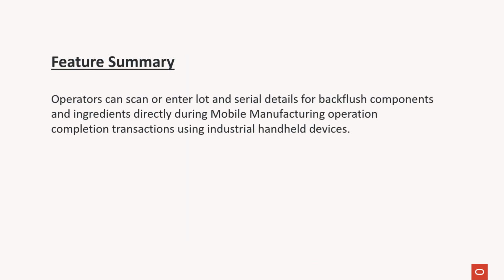To summarize, with this feature, operators can now scan or enter lot and serial details for backflush components and ingredients directly during mobile manufacturing operation completion transactions using industrial handheld devices. This concludes the feature demo.